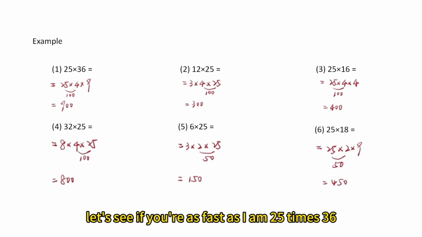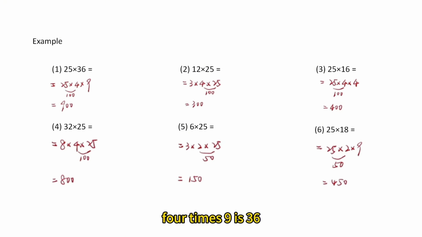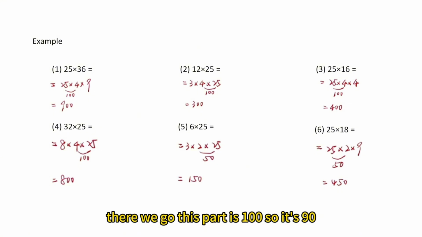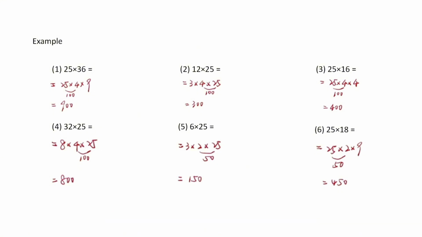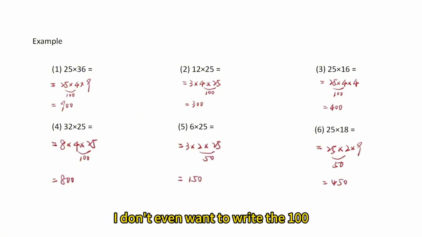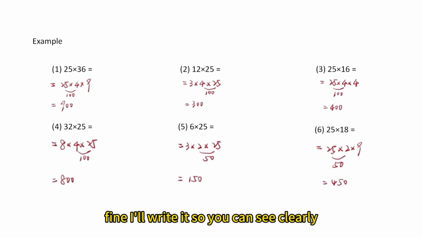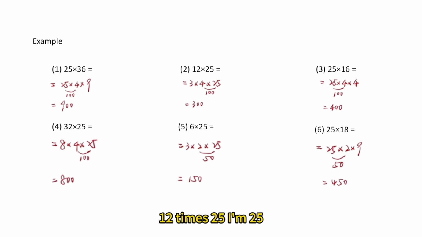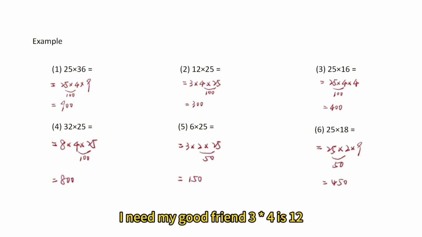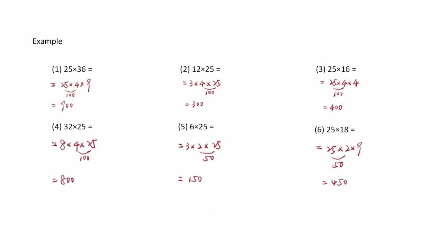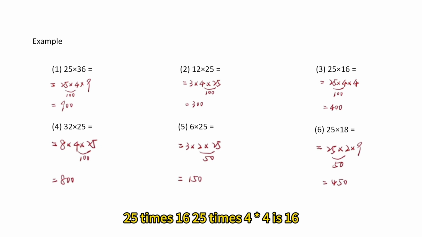25 times 36. I pull out a 4. 4 times 9 is 36. There we go. This part is 100, so it's 900. I don't even want to write the 100. Fine, I'll write it so you can see clearly. Okay, next. 12 times 25. I'm 25. I need to find a 4. I need my good friend. 3 times 4 is 12. So this is 100 times 3. 300. 25 times 16. 25 times 4 times 4 is 16. So 100 times 4 is 400.